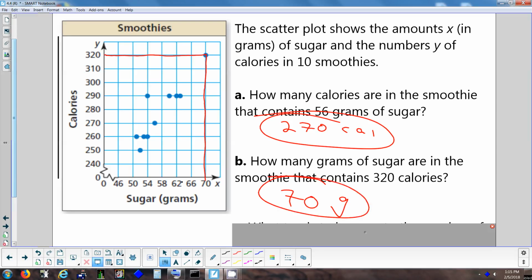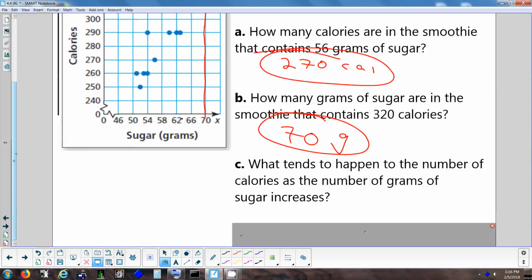So how many grams? 70 grams. Okay, so part C, if you need to copy that down, because it's cut off. I'm going to make a compliment. If you want to copy the rest of it down, you can, but if you have the answer down, that's okay too.